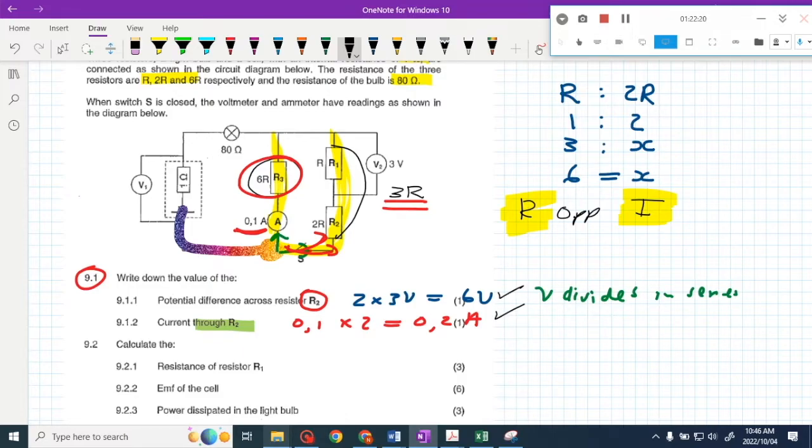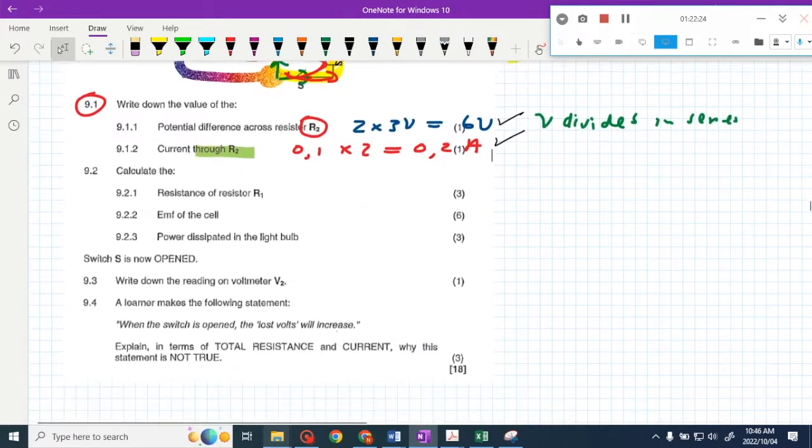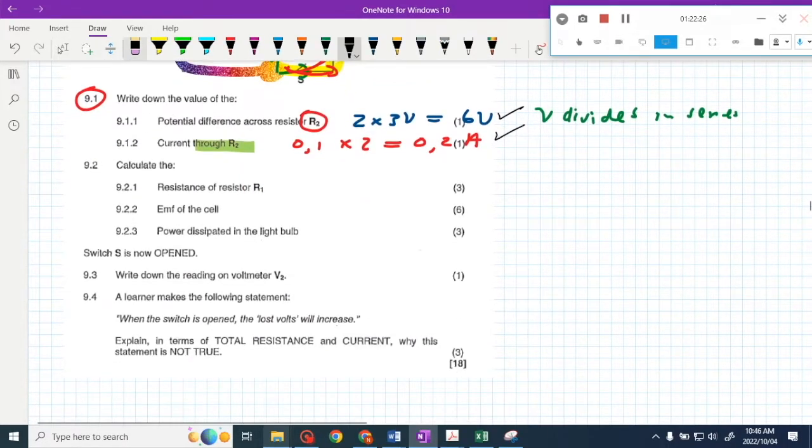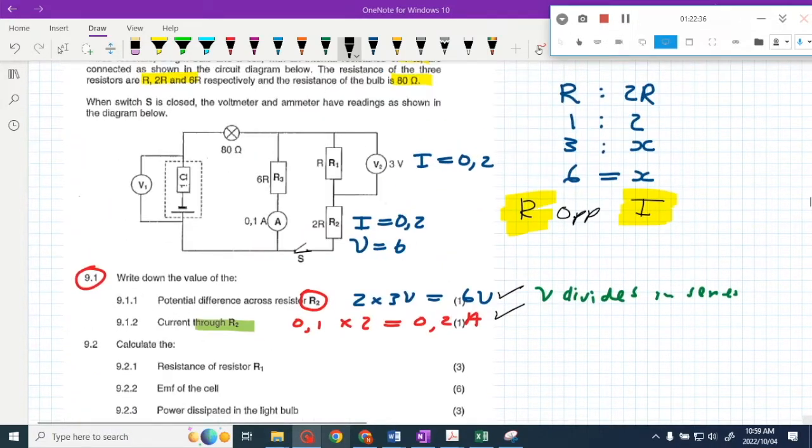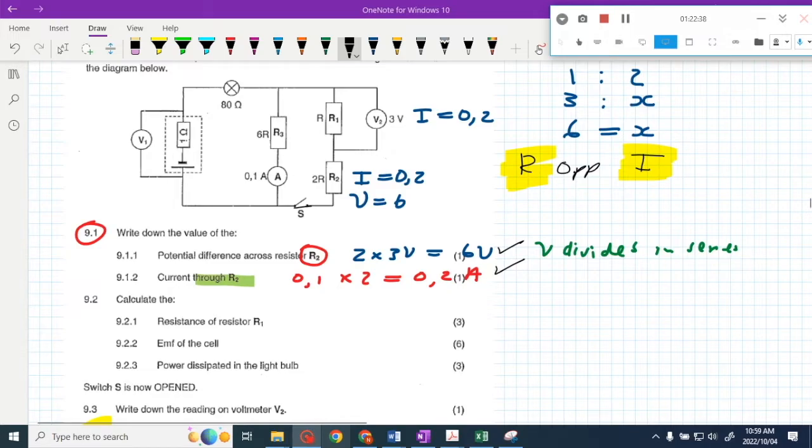Okay, so I'm going to give you guys a bit more time, and then I want you to try the rest of the problems. When you get to question 9.4, remember here they say explain. So when you explain, remember bullet points. Okay, so when you are done with question 9.1, you would go and fill in the information.